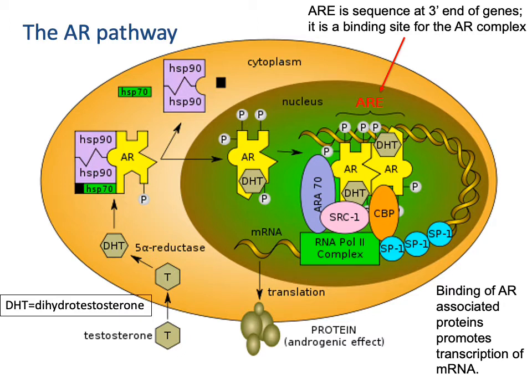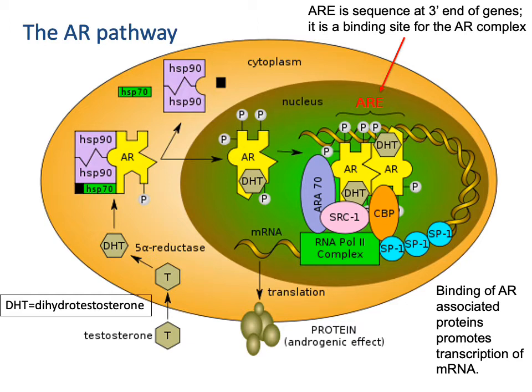And once DHT binds to AR, it will release the HSP90 and HSP70 proteins. So the purple and green proteins will then dissociate from AR, and then AR will be bound by DHT and then translocate from the cytoplasm into the nucleus. You can also see that it gets additionally phosphorylated. So there's lots of P's that are shown on the AR protein. So those are just phosphorylation sites.